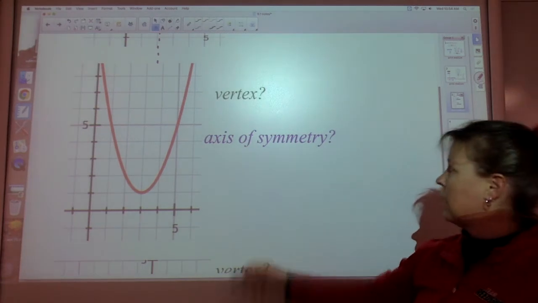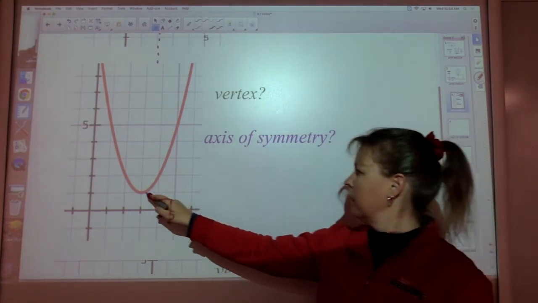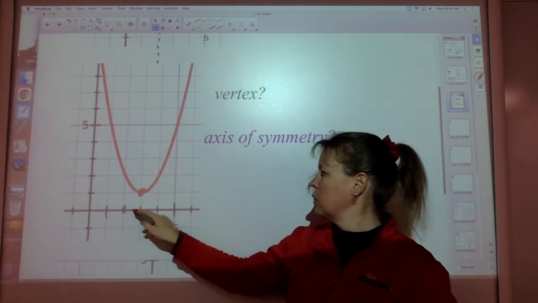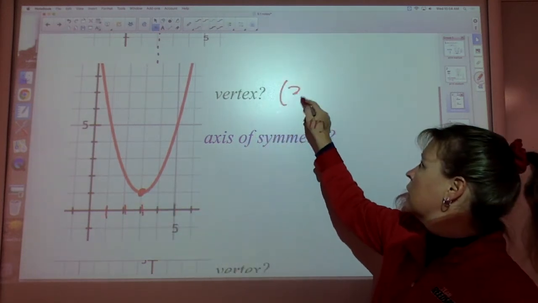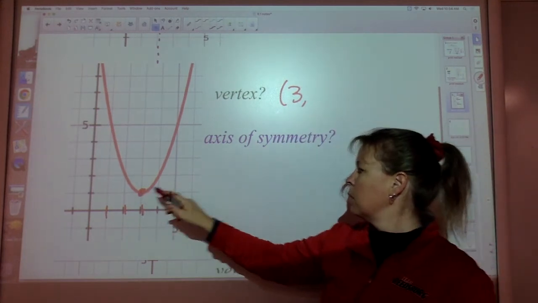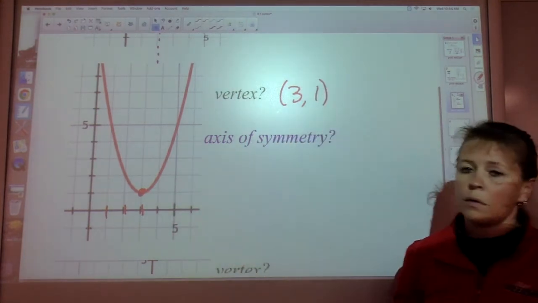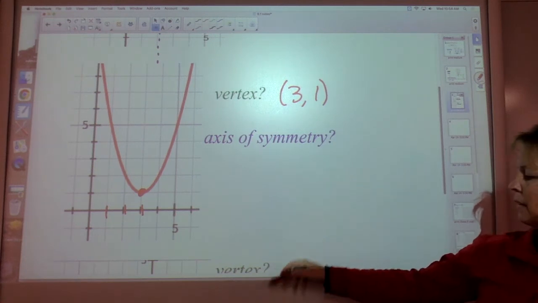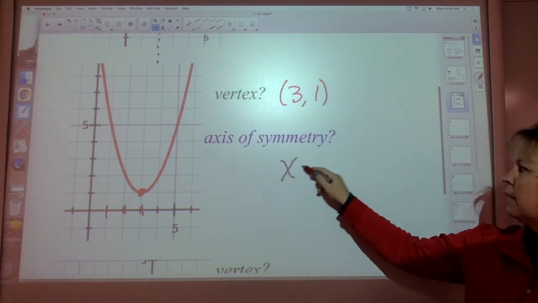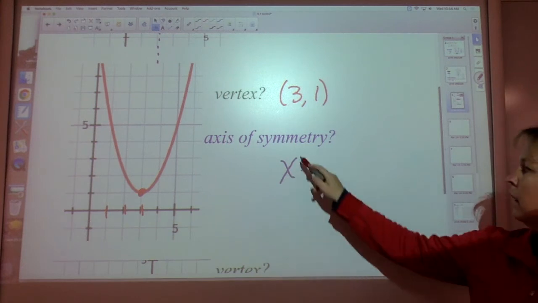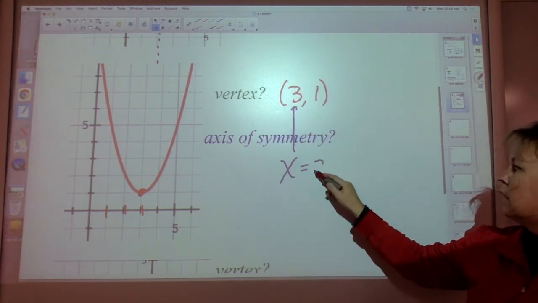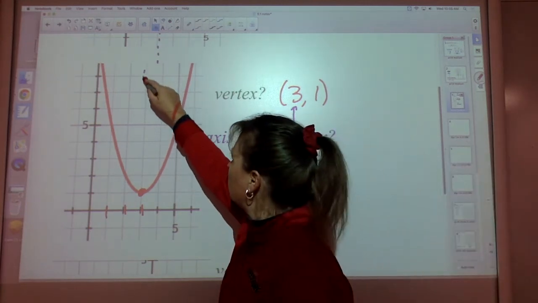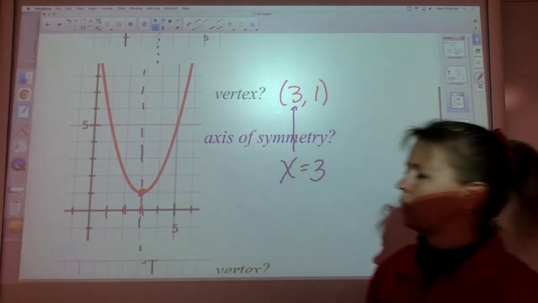Okay, come back from your pausing. The vertex this time is right here where it changes direction. Go over 1, 2, 3. Over 3, up 1 space. Over 3, up 1, x comma y. Where is the axis of symmetry? It's at x equals, and it's got to be the same value as the vertex because it's going to go through the vertex. X equals 3. Right through the middle.